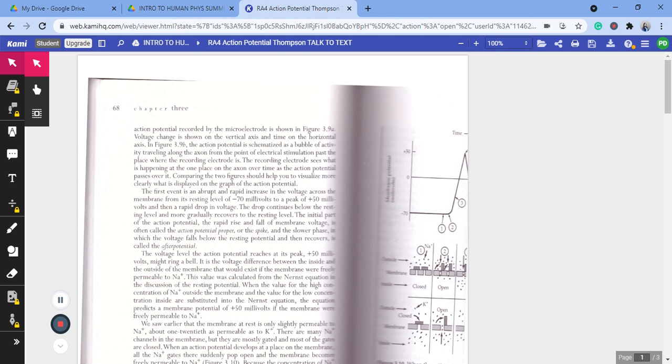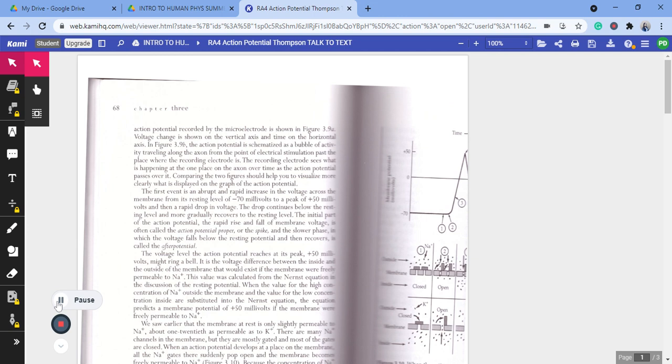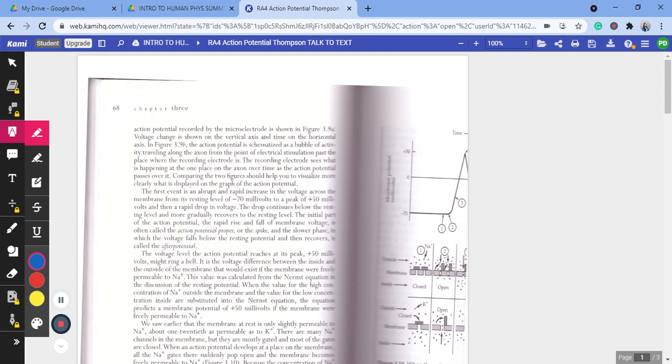The action potential recorded by the microelectrode is shown in figure 3.9a. Voltage change is shown on the vertical axis and time on the horizontal axis. In figure 3.9b, the action potential is schematized as a bubble of activity traveling along the axon from the point of electrical stimulation past the place where the electrode is. The recording electrode sees what is happening at one place on the axon over time as the action potential passes over it. Comparing the two figures should help you to visualize more clearly what is displayed on the graph of the action potentials.